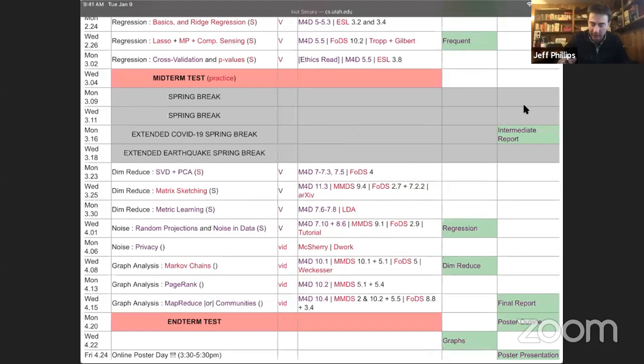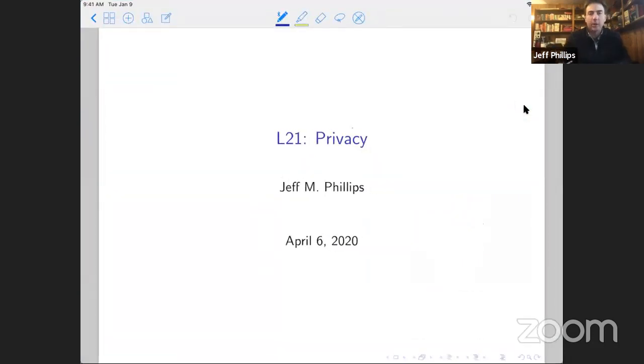Great. All right, so let's talk about privacy. You could have entire classes on ideas of privacy and data. There's lots to cover here, and so I'm not going to be able to cover everything. We're going to go through a little bit of the history of what people have tried and where the pitfalls are, and then talk about some modern approaches with differential privacy.